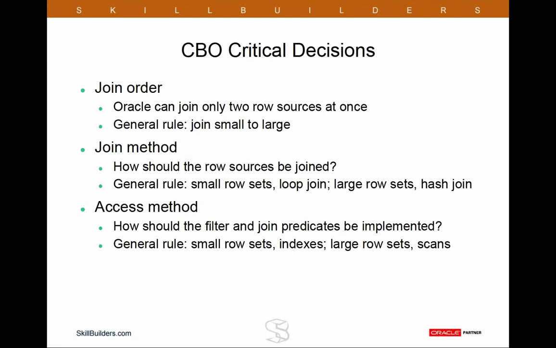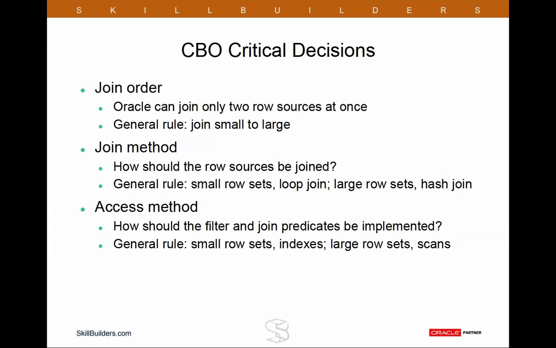CBO critical decisions. What are the things that often matter the most to us about optimizing an SQL statement? Join order. Which table should Oracle access first? Whether you're joining 2 tables or 20 tables in a single query, Oracle can only join 2 tables or 2 row sources at once. So what should the join order be? The general rule is you join the small table to the large. In other words, you access the small table and then you access the large table, and your execution plan should reveal that to you.